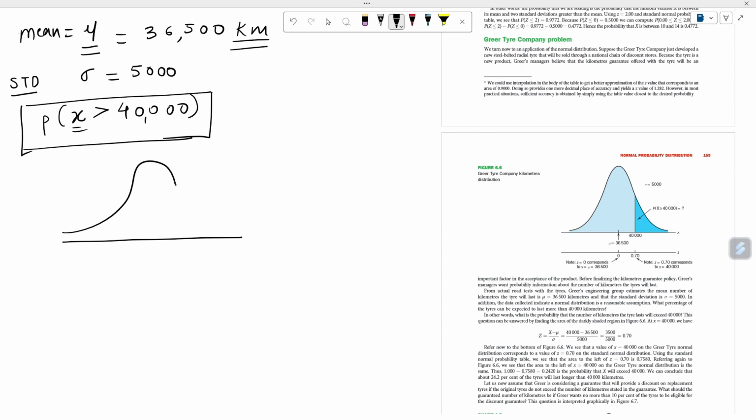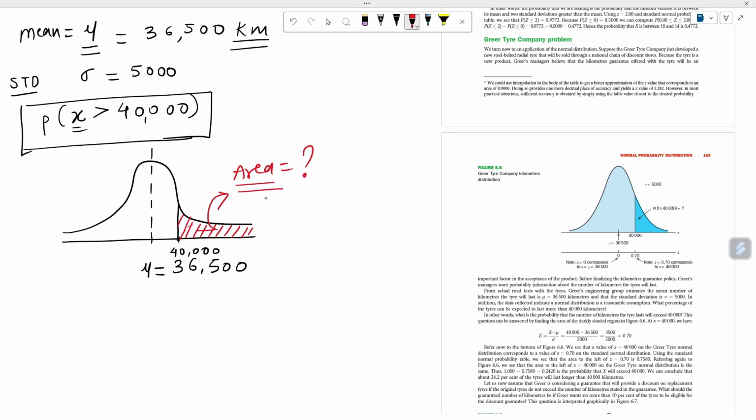This is our bell-shaped curve, the normal probability distribution. As I told you previously, the mean lies in the middle, denoted by mu, which is our 36,500 in this case, and the situation has been given to us as 40,000 kilometers. They are asking us about this portion, more than 40,000 kilometers. What is the area of this portion? Area is nothing but probability.